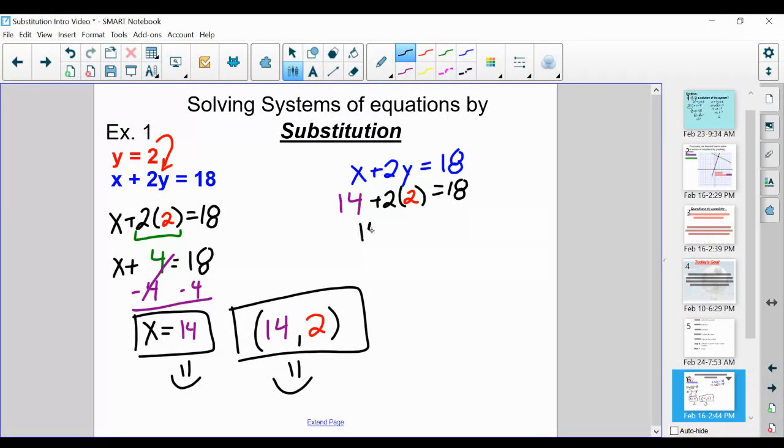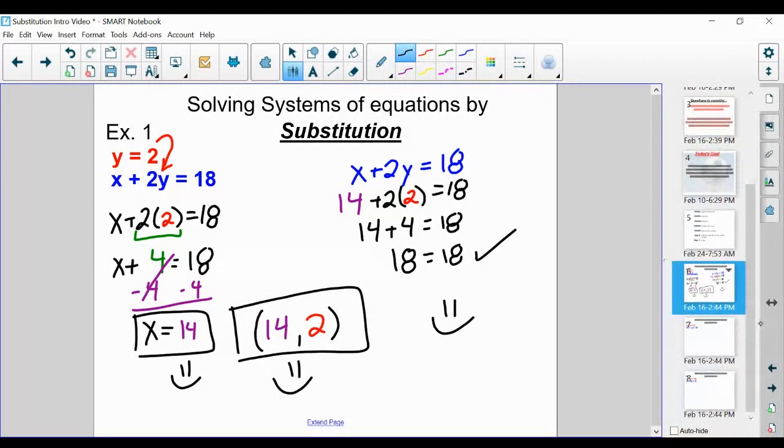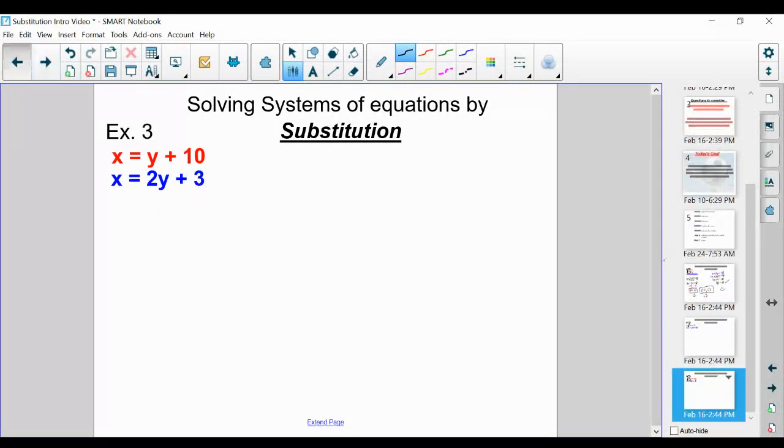Let's double check. We get 18. 14 plus 4 is equal to 18. And we know 14 plus 4 is indeed 18. So we know for a fact that 14, comma 2 is going to be the solution. Let's go through another example.